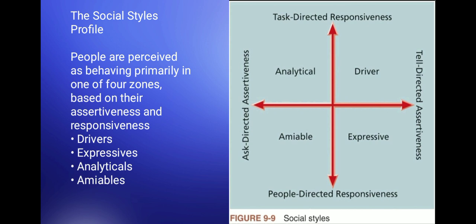Next is the social styles profile. People are perceived as behaving primarily in one of the 4 zones based on their assertiveness and responsiveness. So, the social style profile organizes people into four styles: driver, expressive, analytical, amiable. This helps us know the best way to interact with each person.